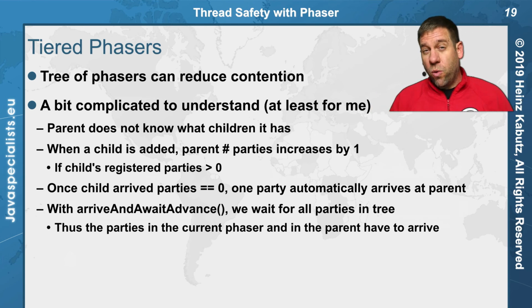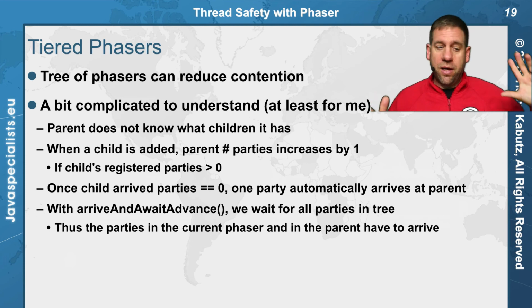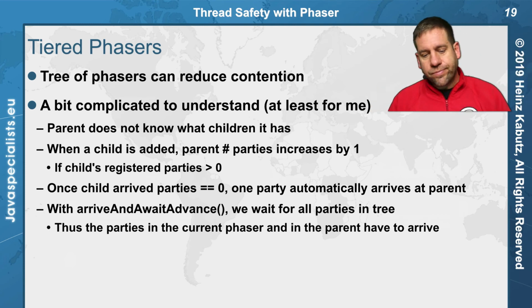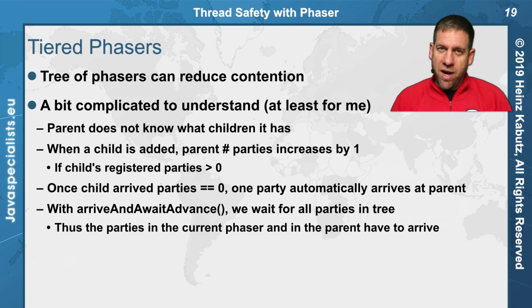So when you call arriveAndAwaitAdvance, we have to wait for all the parties in the tree to arrive. And so the parties in the current phaser and in the parent have to arrive at the same time before you can make any forward progress.